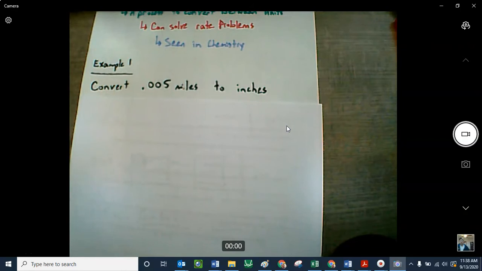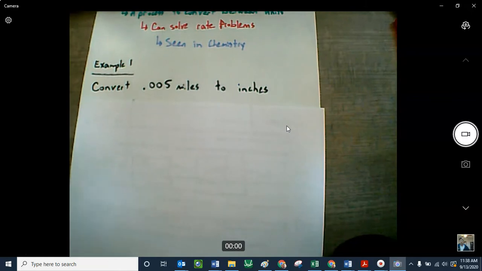So we're converting 0.005 miles to inches. Now, I don't know my inches to miles conversion. I mean, I could get on Google and look it up. But one of them that I do know can take me from miles to feet, and then definitely we should be able to go from feet to inches.